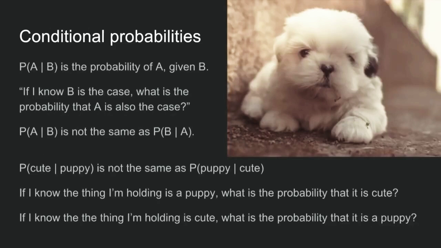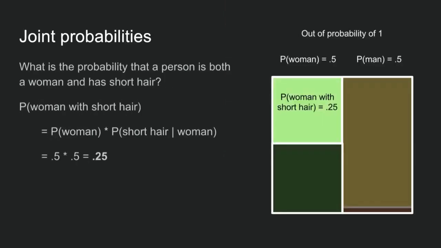So conditional probabilities: if I know that B is the case, what's the probability that A is also the case? You can't reverse B and A and have this be true. So for instance, if I know that the thing I'm holding is a puppy, what's the probability that it's cute? The probability is very high. If I know that the thing I'm holding is cute, what's the probability that it's a puppy? Well, it might be a puppy, it might be a kitten, it might be a hedgehog, it might be a small human. There's lots of things that it could be. So the probability there is less moderate. So these things are not interchangeable in conditional probabilities.